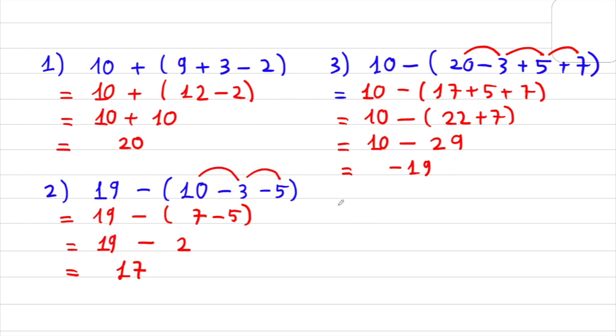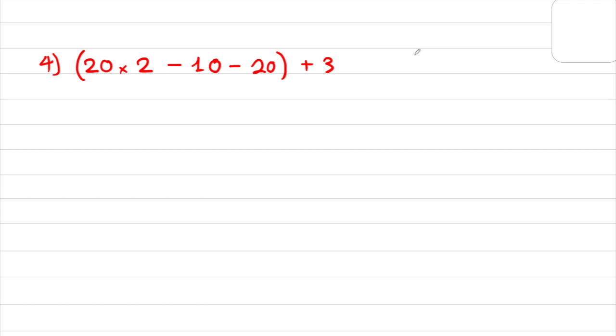Okay, we move to another question. Example 4. You have a big bracket, and inside this bracket you have three operations: multiplication, subtraction, and subtraction. The first rule, when you take the order of operations, is you take the operation inside the bracket first. And for this one, you have 20 times 2. So I will take this one first, 40. The other operations are different from multiplication. I will repeat this one, and close bracket.